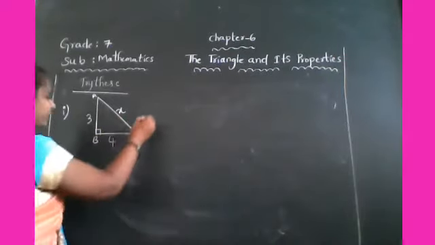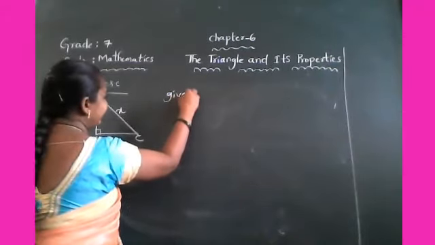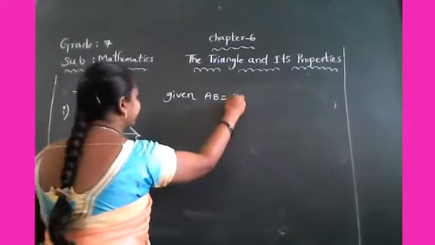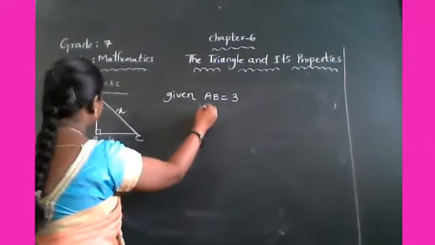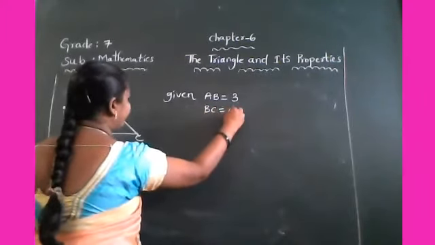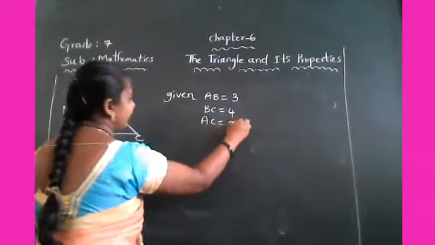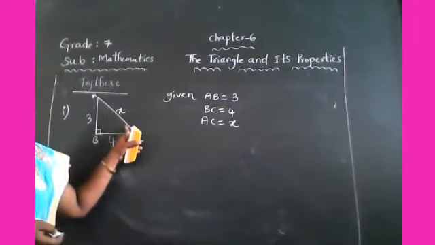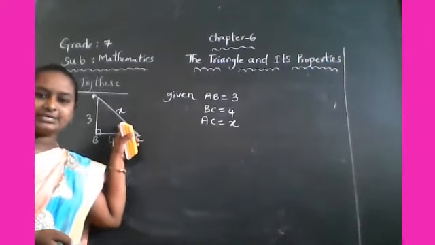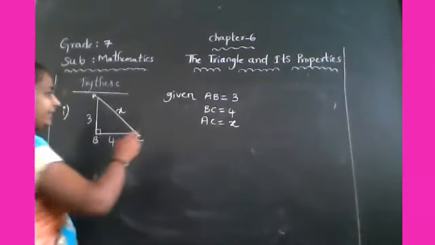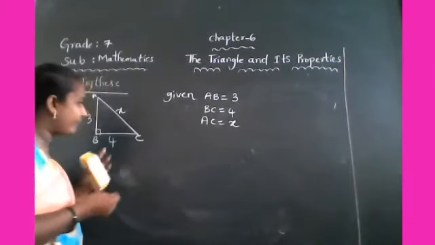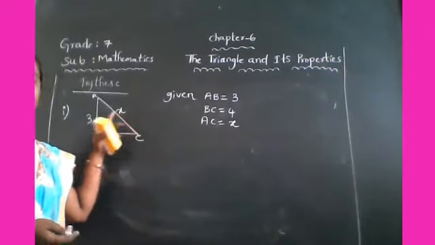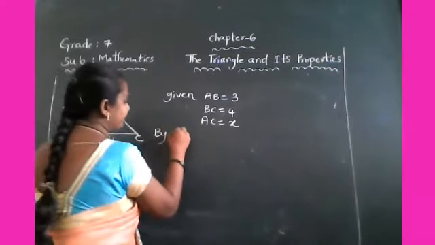Before that, we have to write here given. So given AB. What is the AB length? AB is equal to 3 units and BC is equal to 4. AC is equal to x. We have to find the x value. So we know that in a right angle triangle, the longest side is the hypotenuse. What is the longest side? Very good, AC is the hypotenuse. Can we find the third side or not using the Pythagoras theorem? Yes, by using Pythagoras theorem.